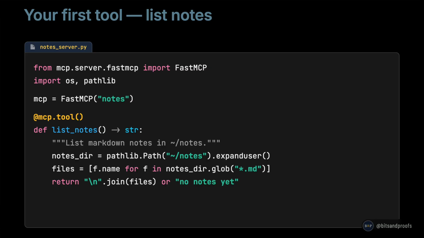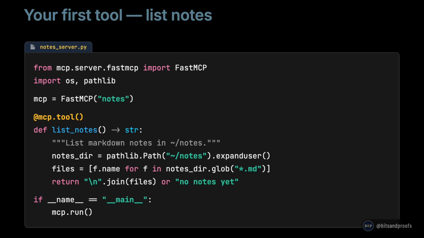Now the key line, the @mcp.tool decorator turns any Python function into a tool the agent can call. The function name becomes the tool name. The return type tells the protocol the shape of the response. And here is the important part. The docstring becomes the tool's description. That is the text the agent reads to decide when and how to call it. Write it like a hint for a smart colleague.